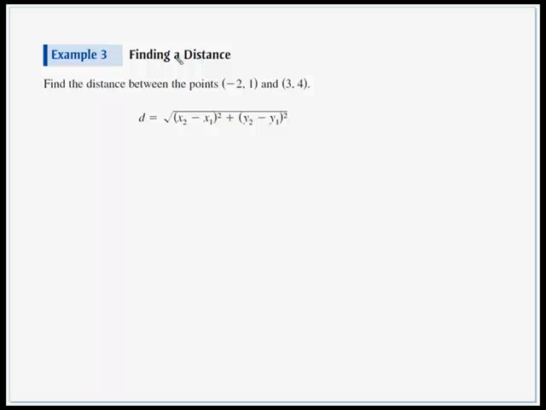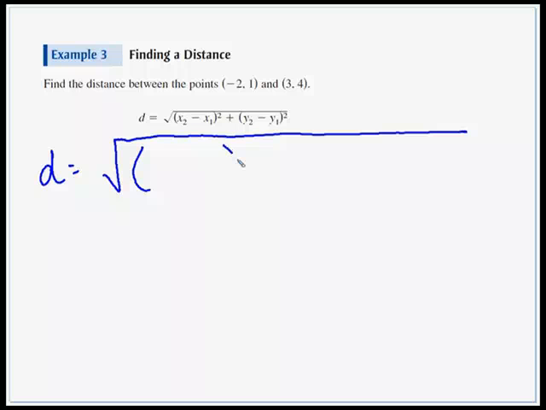All right, let's use that distance formula. In example 3, find the distance between these points, negative 2, 1, and 3, 4. And here is our distance formula. So we have d equals, I'll make my radical. And then in the first set of parentheses will be the difference of my x's, quantity squared.